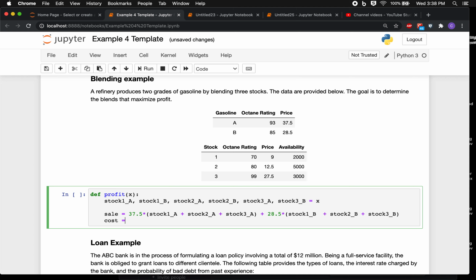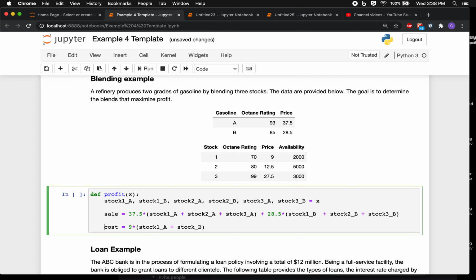And then our cost is going to be dependent on how much of stock 1, 2, and 3 we use. So first it's going to be 9 times the amount of stock 1, which is stock 1 to A plus stock 1 to B. And then let me put a new line here, plus the amount of stock 2 that we use. And I forgot to put a 1 there. And then plus 12.5 times stock 2 to A plus stock 2 to B. And then plus 27.5, which is going to be stock 3 to A plus stock 3 to B.